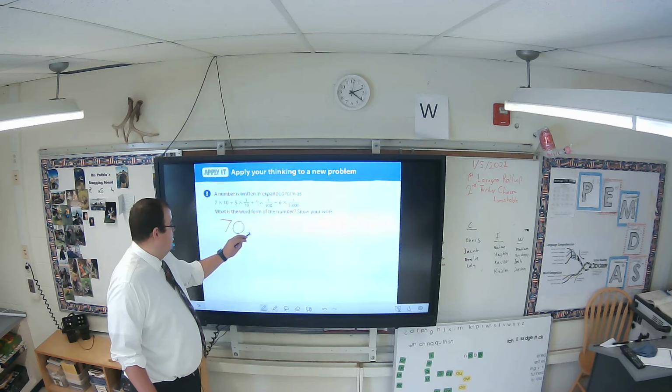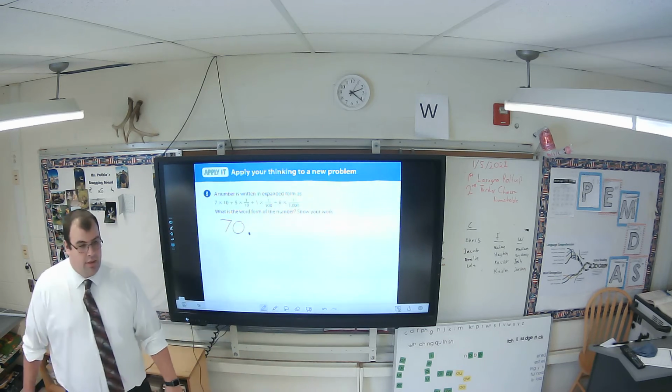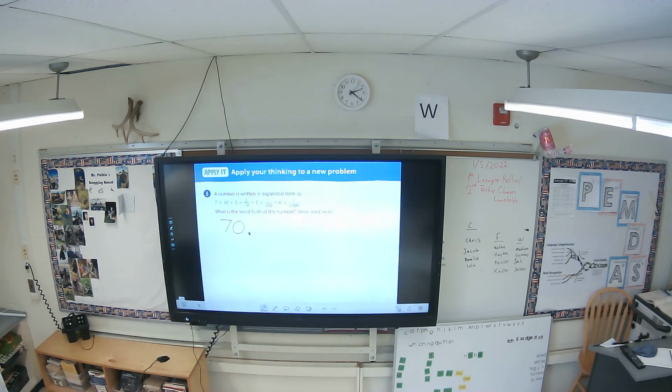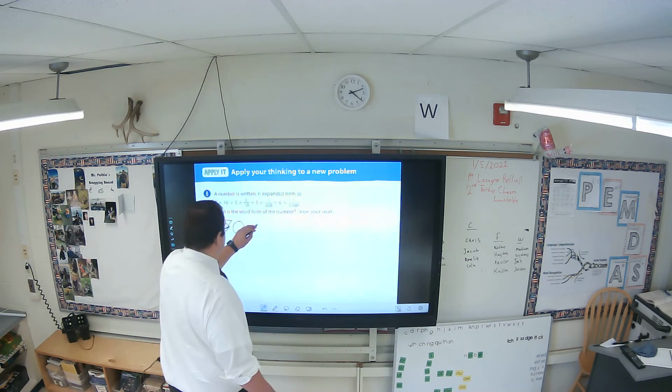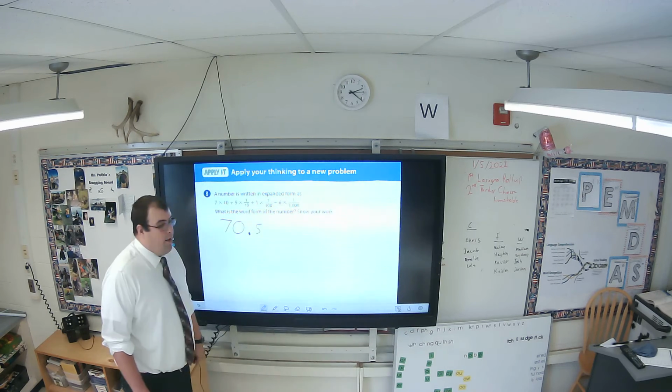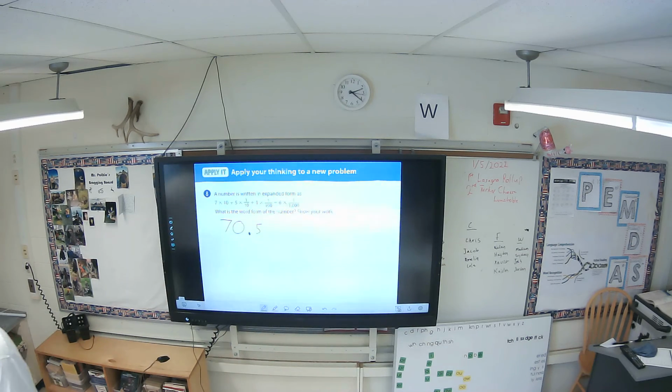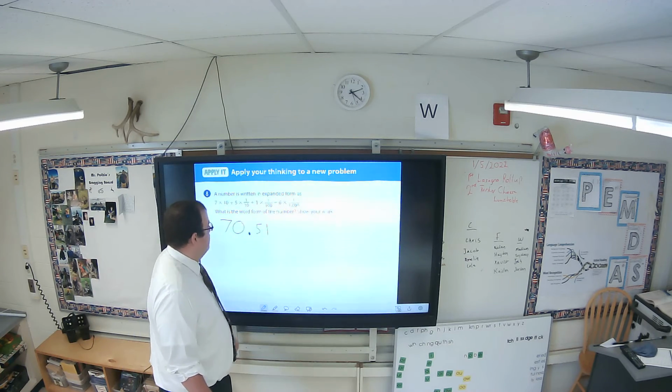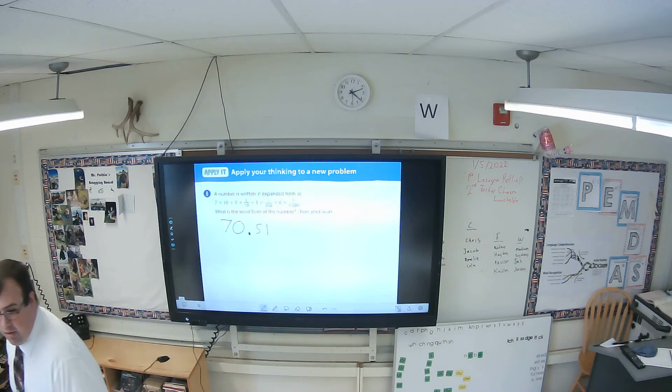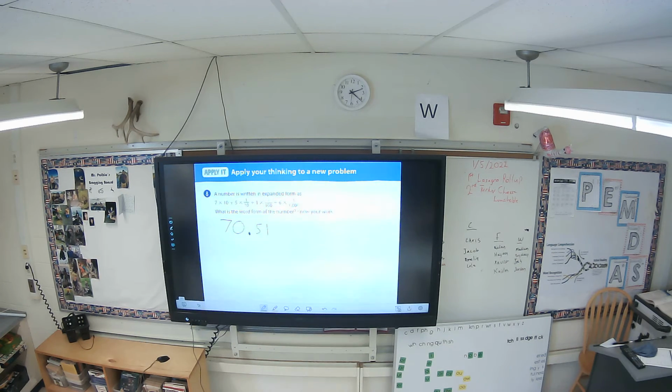And then I have 5 times 1/10. What place value is that 5 going to be in? The tenths. Then I have 1 times 1/100. What place value is that 1 going into? The hundredths. And then I have plus 6 times 1/1,000. What place value is that 6 going to be in? The thousandths.